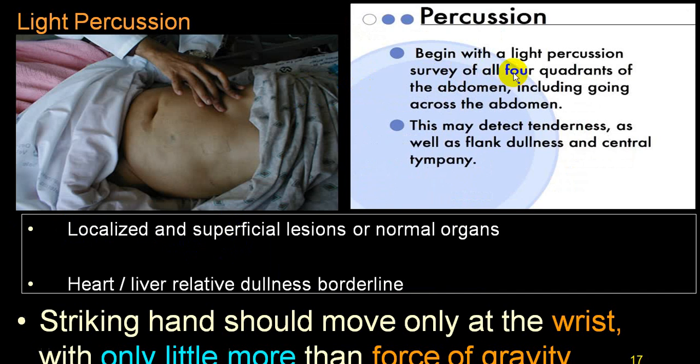Always begin with the light percussion, and when it becomes difficult to detect or you want to detect deep tenderness, you can go for a heavy percussion. Localized and superficial lesions, usually you will be able to identify by light percussion, while deeper structures you will be able to identify by heavy percussion. We already mentioned that the movement should be done by the percussing hand at the wrist joint, and the force should be the same while doing each percussion, one or two percussions at a time.